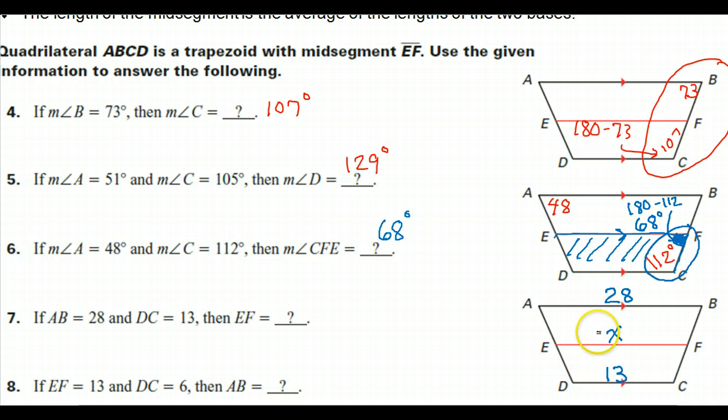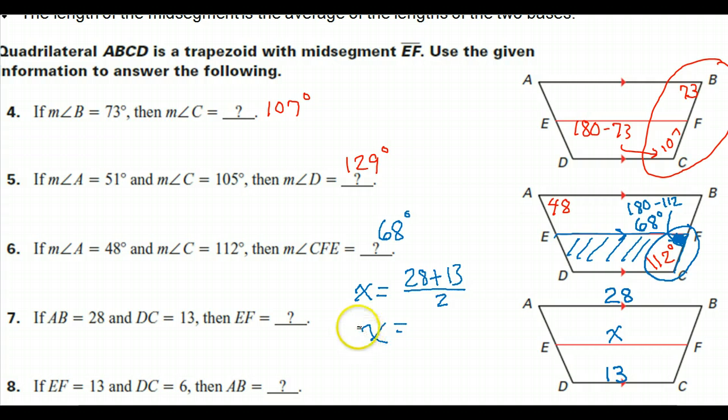Remember, EF is the mid segment. It should be the average of the two bases. So in other words, the mid segment here should be the average of the bases. The way you find the average is you add them up and divide by 2.